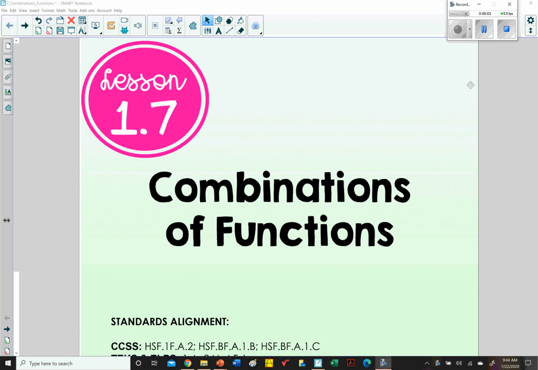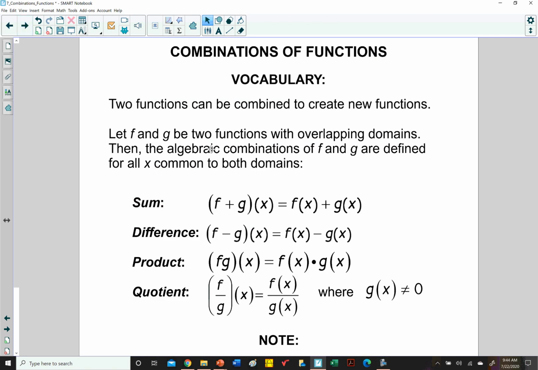Hi everyone. We're looking at lesson 7 today, combinations of functions. We're going to perform some operations on functions, do composite functions. Let's get started. We can combine two functions to create new functions.